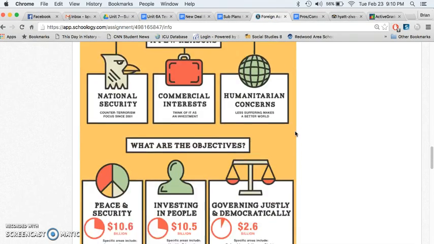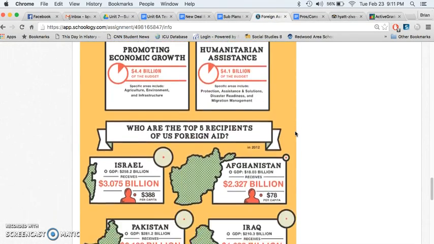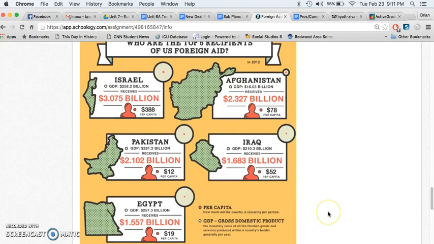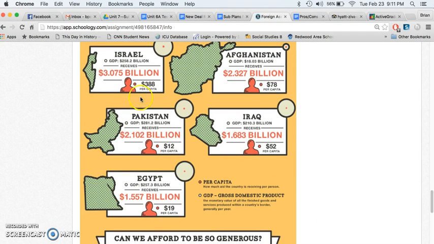So take a look at this infographic too. It's kind of interesting. Talks about the countries and on average how much money a person would get. Not that they get it, but if you divided it out.